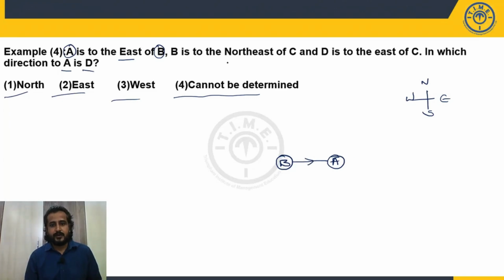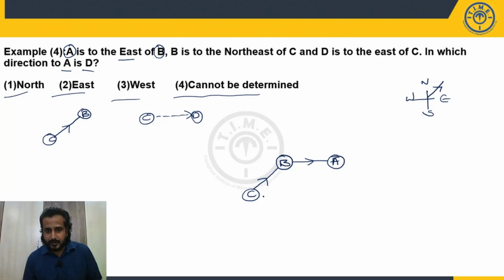Distance is not given. And what else is given? B is northeast of C. So what is the base? C. So first C should be placed, and with respect to C, B is in the northeast. This is a northeast line from the base. So B is already in the arrangement. So let us draw C. Next, what is given? D is east of C. Now D is east of C means first C should be fixed. With respect to C, it is the east side. D will be there.